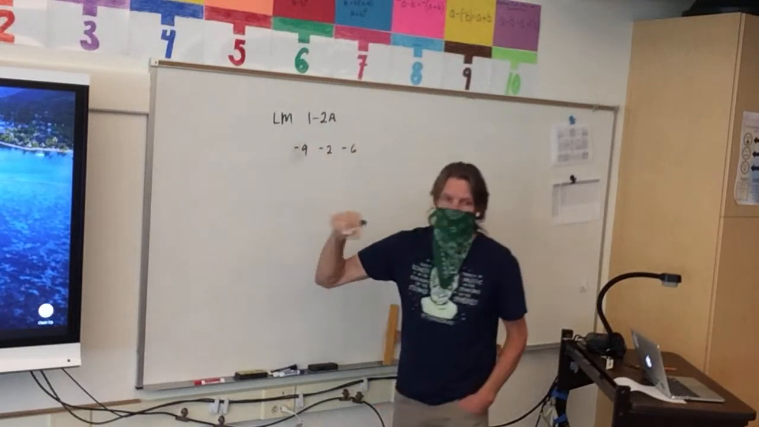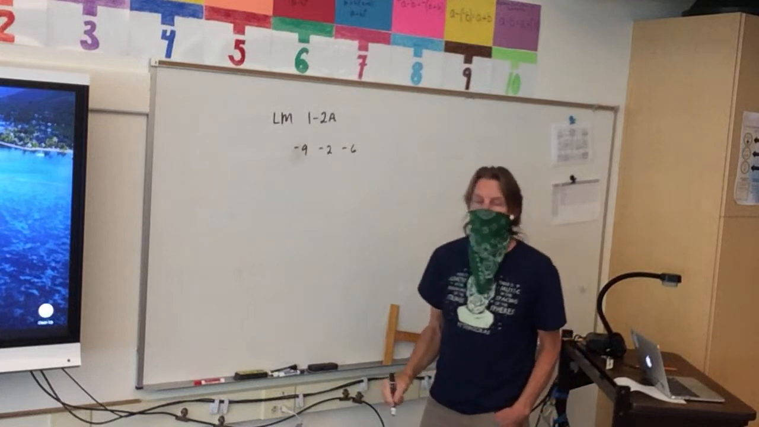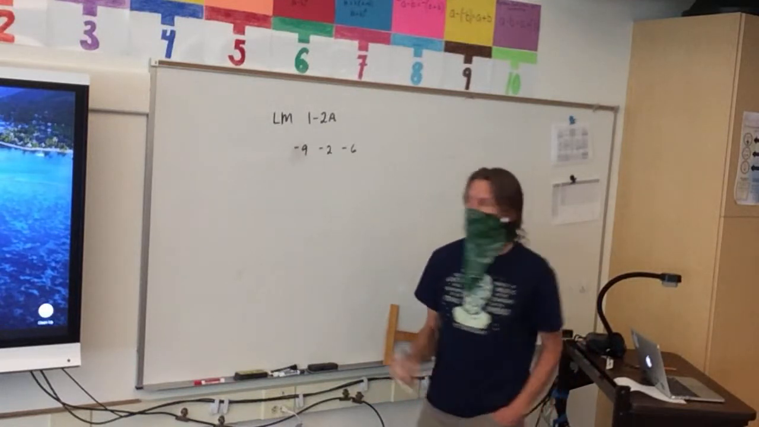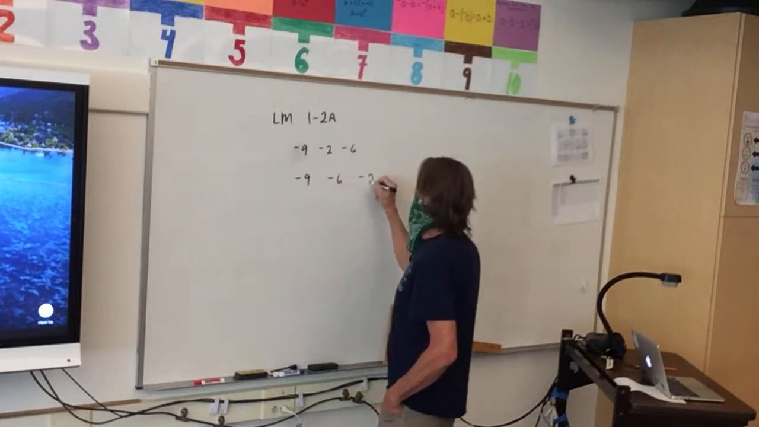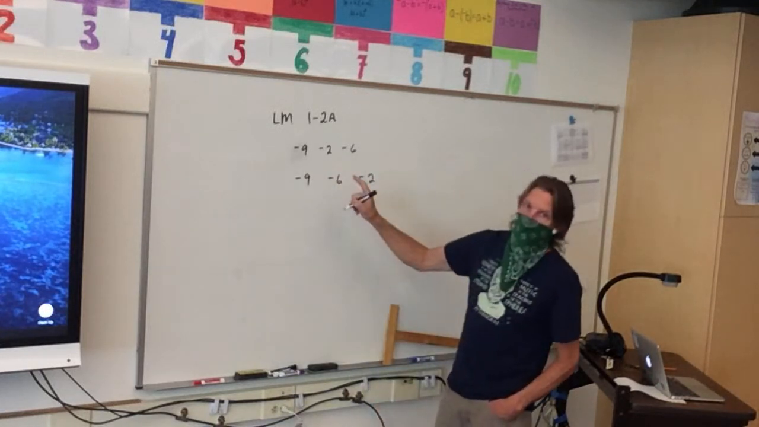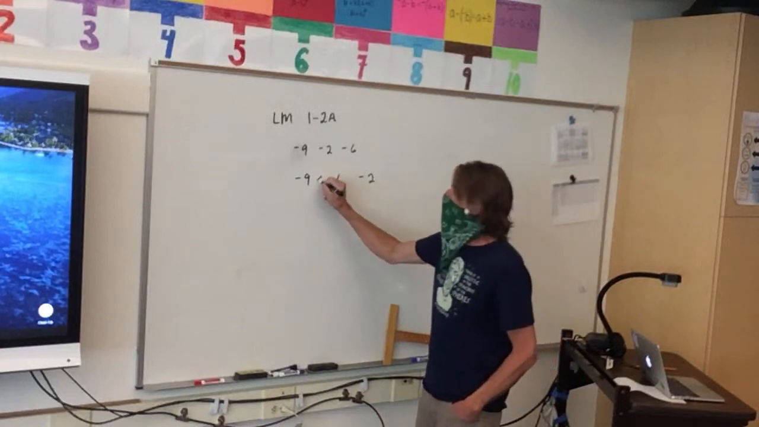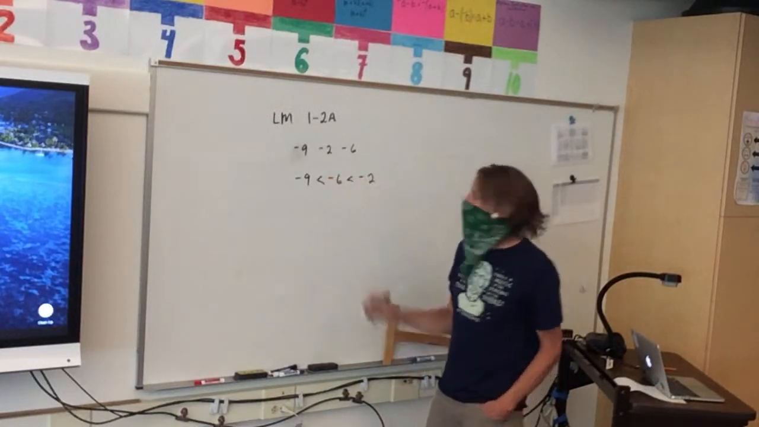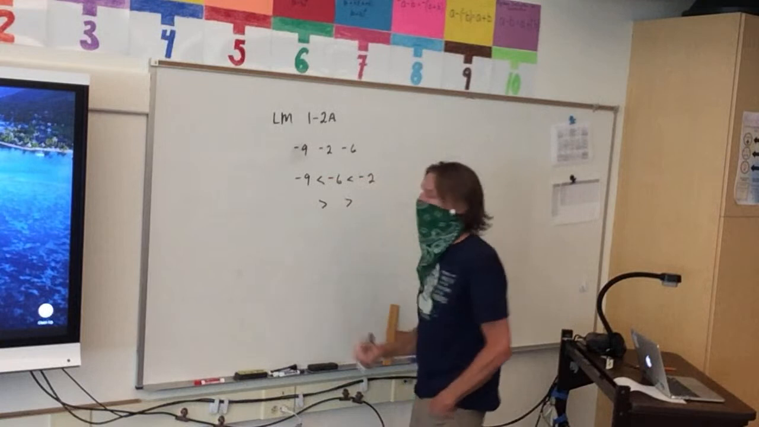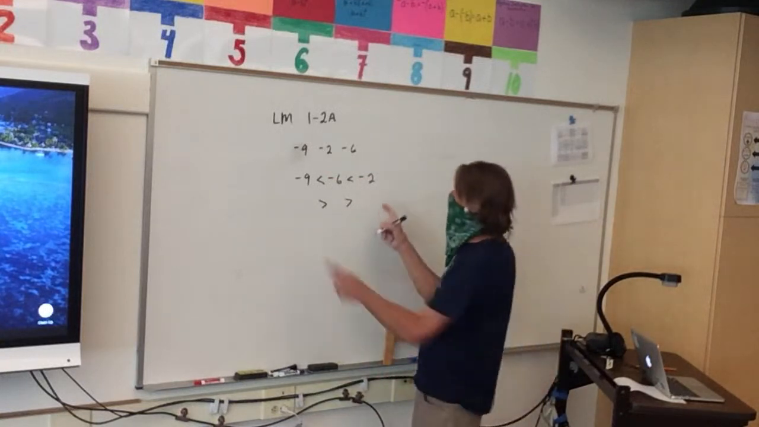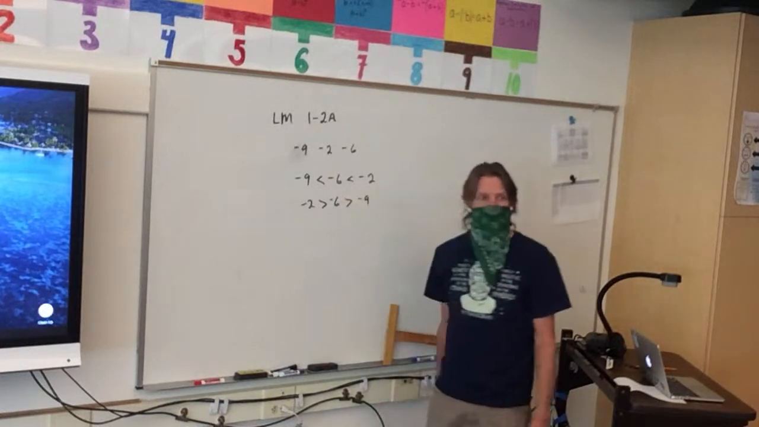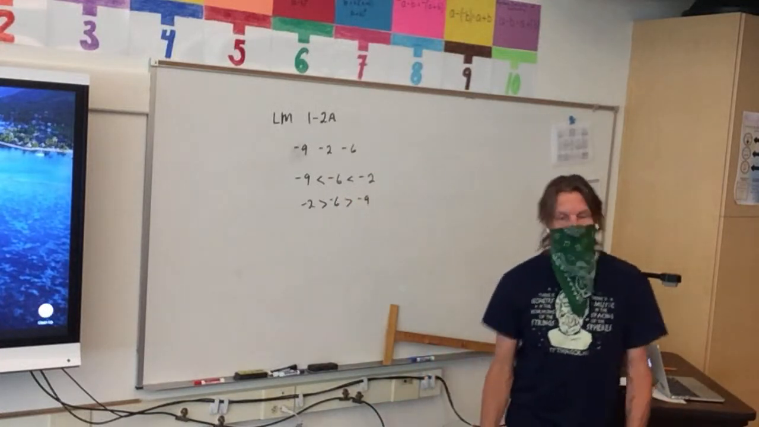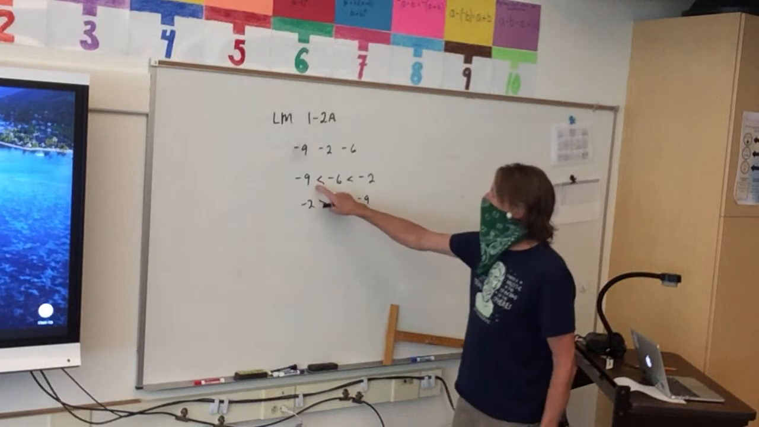So how do we take those three and put them in order with a double inequality? Phoenix. You put -9 first, then -6, then -2. Like so? And then which symbol should we use? Less than. Okay, so what if you chose to use greater than? Flip it. It'd be -2, -6, -9. -6 is still in the middle. So put them in order from greatest to least if you use greater than, and from least to greatest with less than.